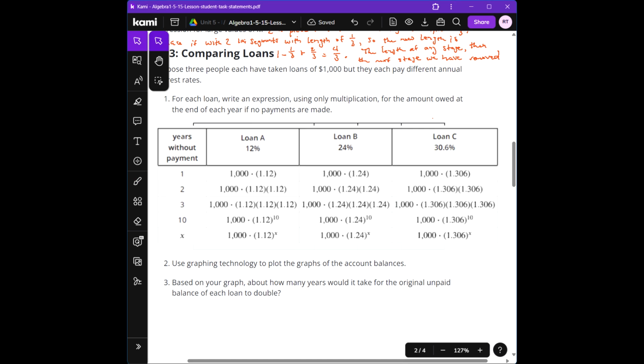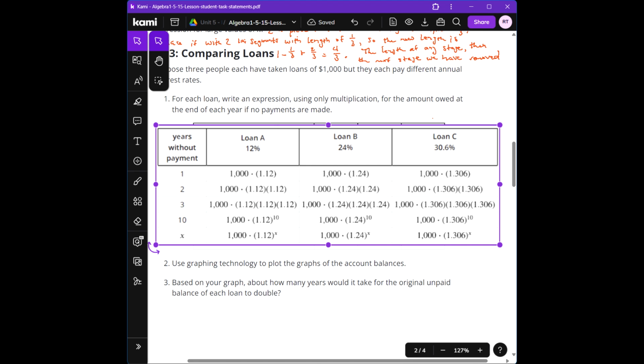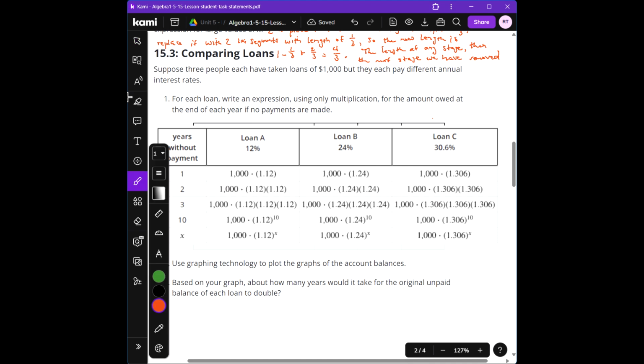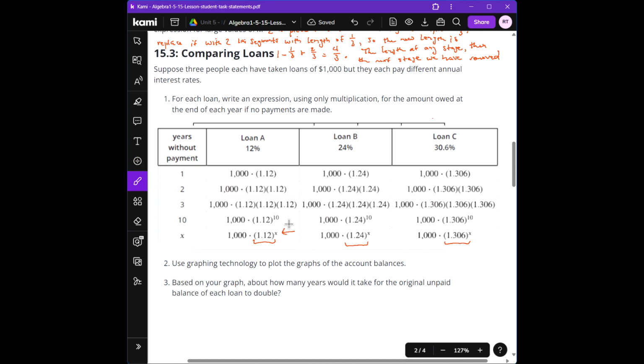Okay, so here we can see how things work. We've looked at this previously, and so we're going to have our interest rate, which is right here. And then for every year, that's going to be our x. Second one, use graphing technology to plot the graphs, and then based on your graph, about how many years would it take for the original unpaid balance of each loan to double?